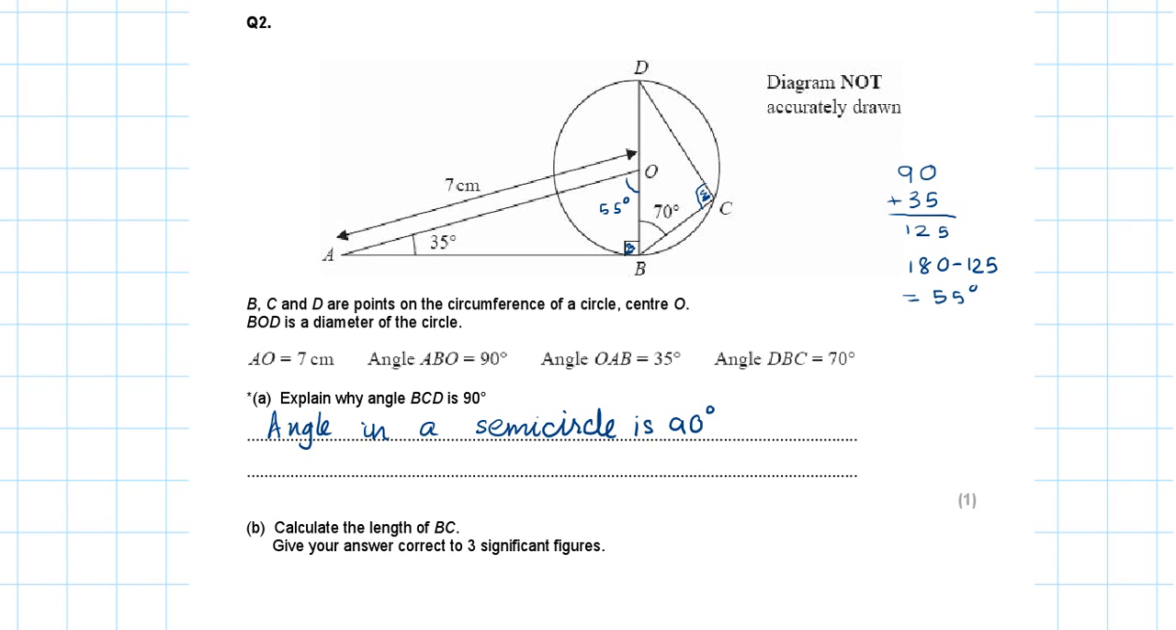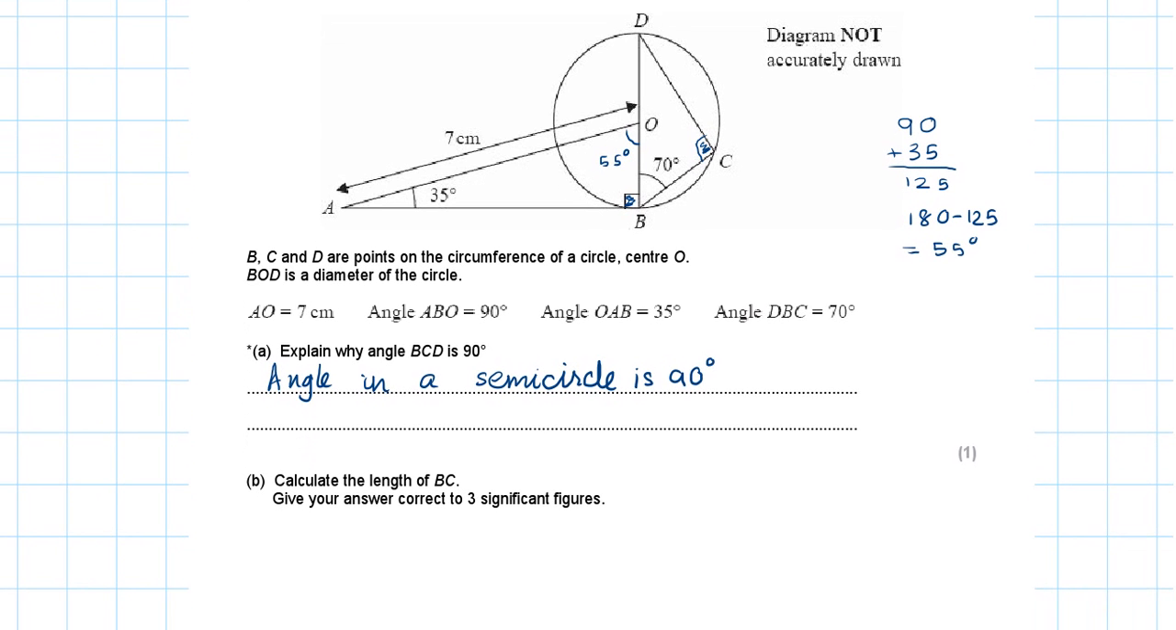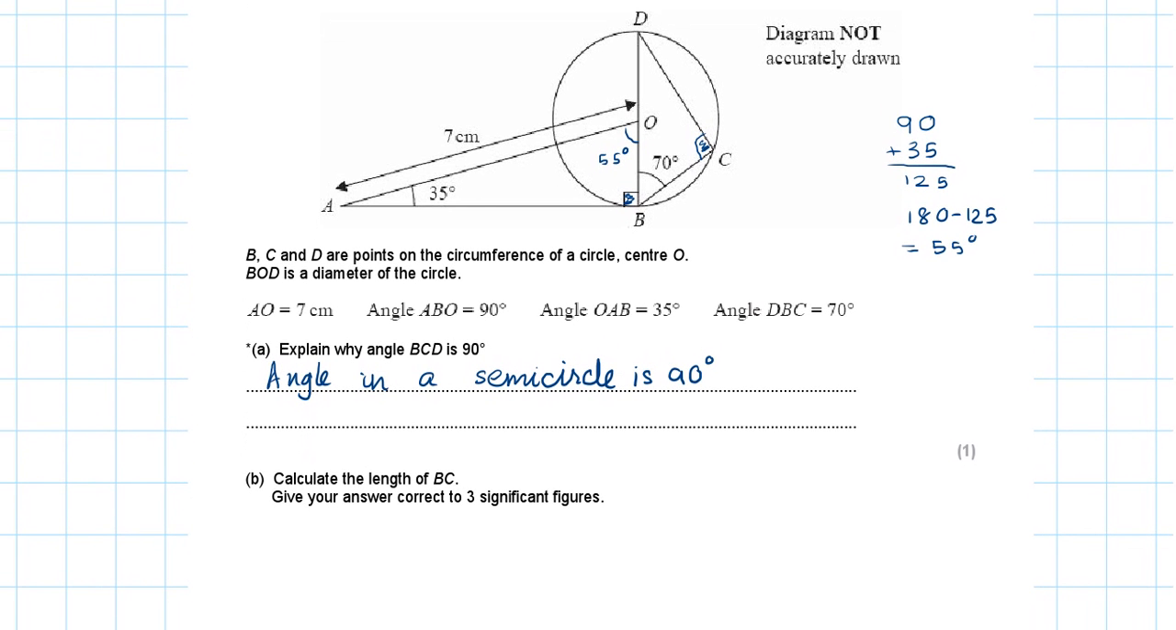Okay, calculate the length of BC, which is this, to 3 significant figures. So what I'm going to do is use some trigonometry. I'm going to start off with this angle here, in triangle OAB. That's my opposite side. That's my adjacent side. That's my hypotenuse.